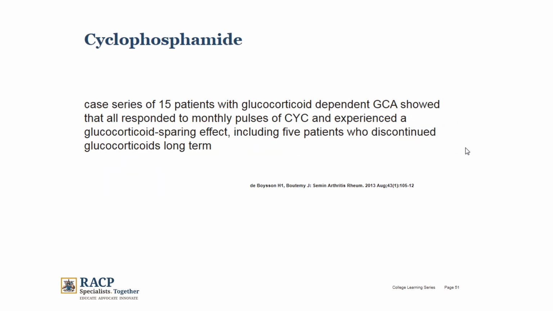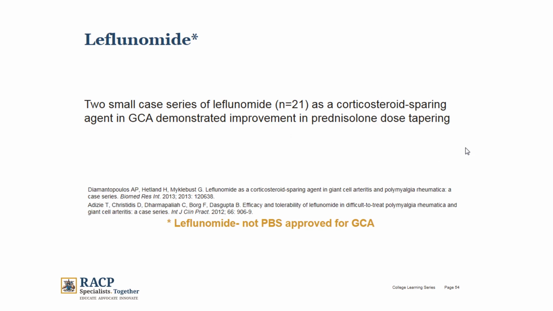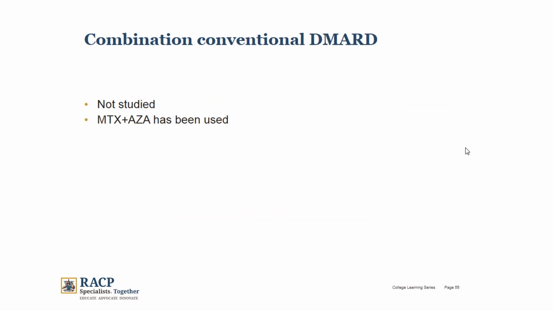Cyclophosphamide has been used to treat giant cell arteritis as well, but the use is limited by its toxicity. Azathioprine has also been studied, and it shows a lower mean prednisolone dose at 52 weeks. A few small case series of leflunomide have shown it to be beneficial in the treatment of giant cell arteritis and helps reduce the amount of steroids that are required. Combining conventional disease-modifying agents has not been studied as such, although methotrexate and azathioprine have sometimes been combined, although this combination has not been studied.